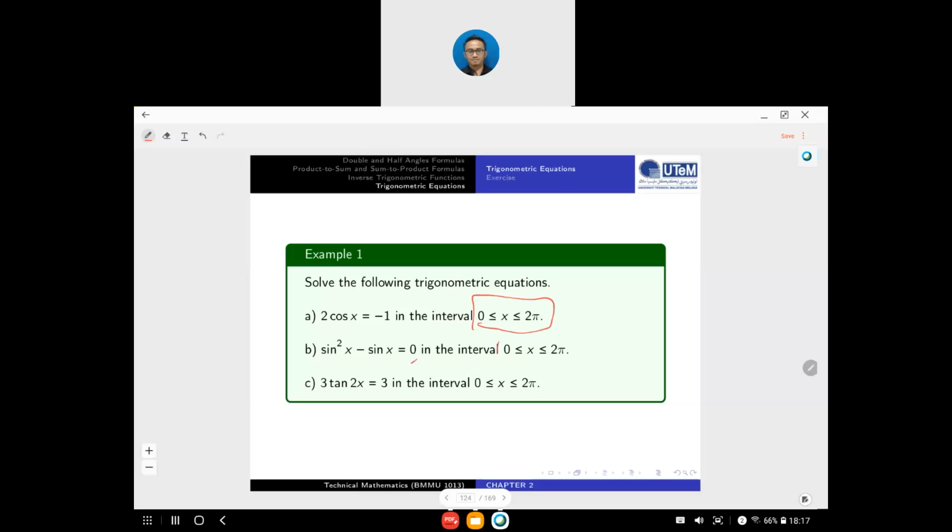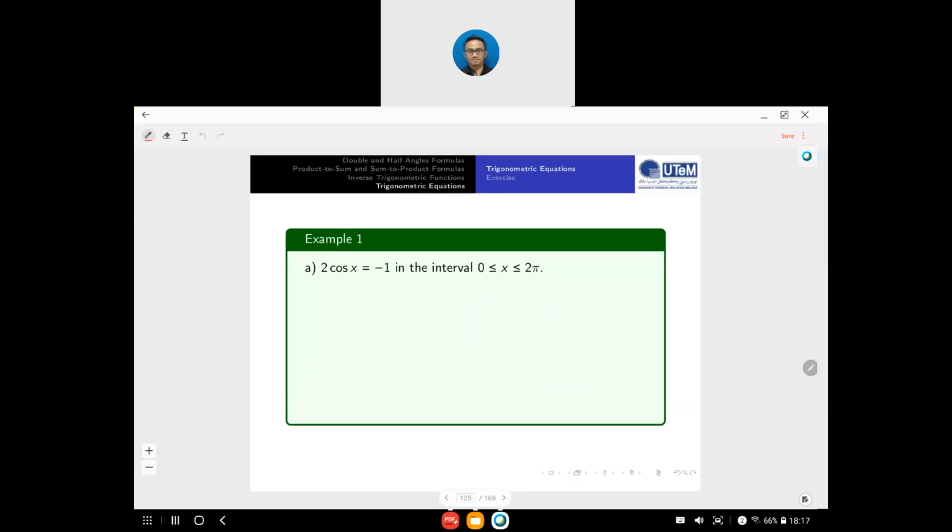Okay, the second one, sin 2x minus sin x equal to 0. So this one pun sama juga. Ni penting ya, interval dia duduk kat mana sebab jawapan awak tu kena follow interval tu. Okay, look at the solution A. 2 cos x equal to negative 1 in the interval 0 until 2 pi.